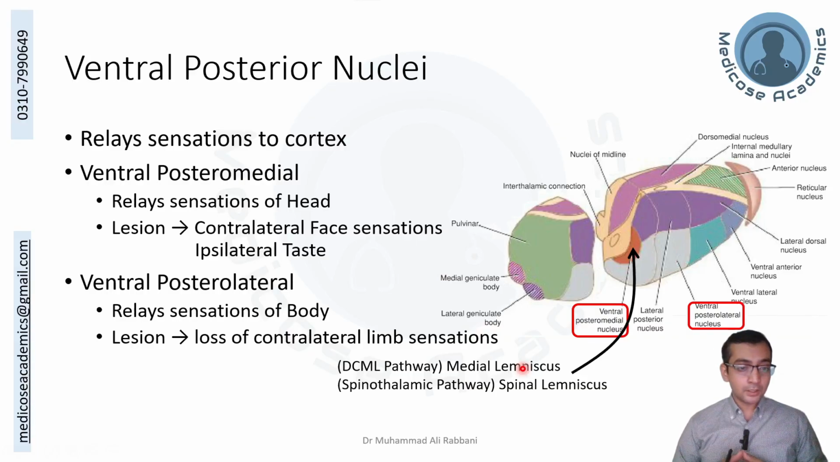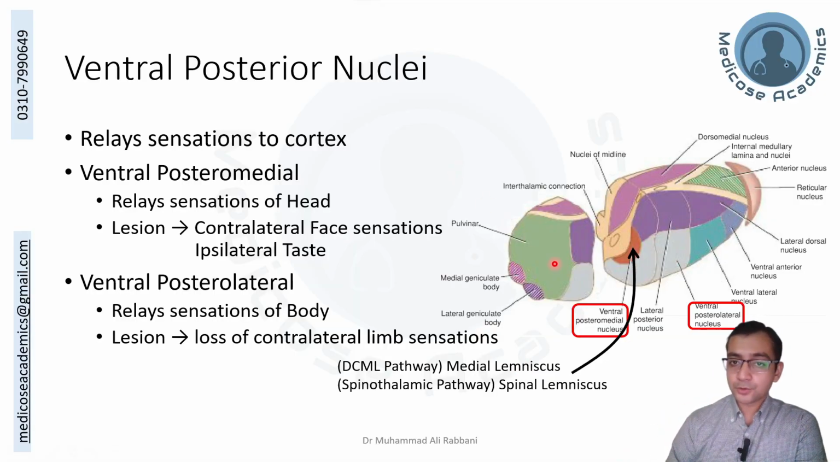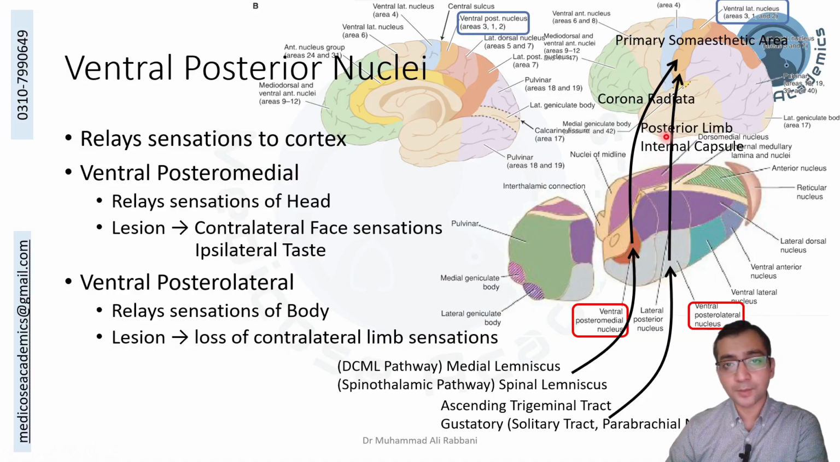pathway. And if you remember from the lectures of spinal cord, this is the third order neuron of these respective tracts. And the ventroposterolateral gets its signals from the trigeminal tract and gustatory pathways, taste pathways, including solitary and parabrachial. And its signal goes up through the internal capsule, posterior limb, corona radiata, and up to the primary sensory area, primary somesthetic area. It's present on the lateral aspect for head and neck, upper limb, and on the medial aspect for lower trunk and limbs.